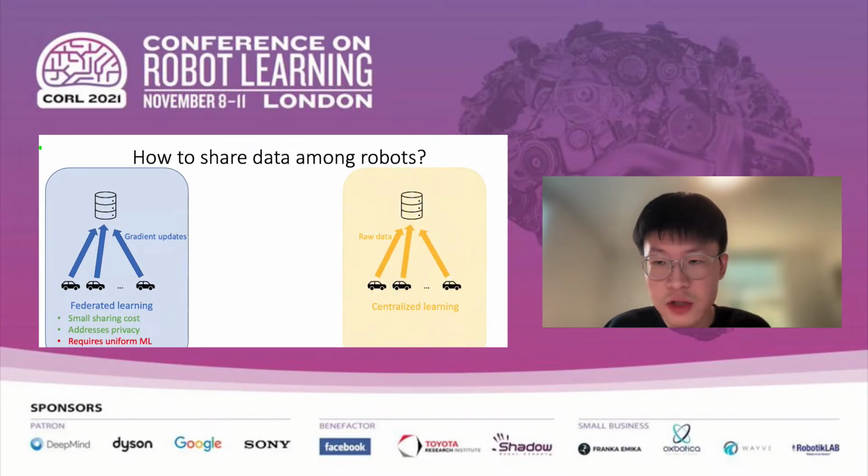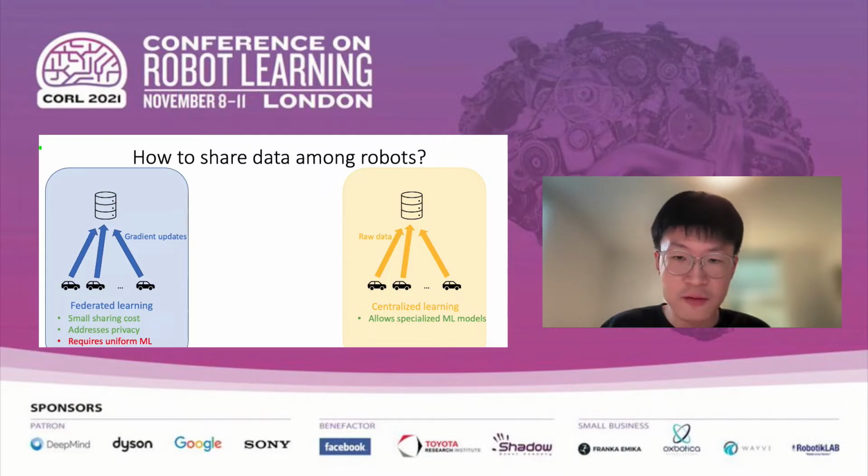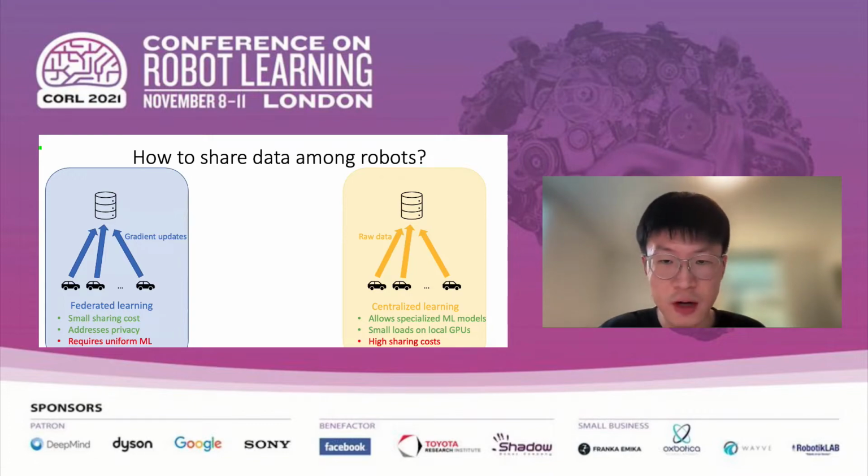We also have a simpler sharing method with centralized learning. With this method, robots simply upload raw data to the cloud. Because we are sharing raw data, the cloud can then assign those data to the training of different specialized models. And since the training is done at the cloud, we have smaller loads on local GPUs. However, the amount of raw data generated by robots can be huge, and therefore, sharing cost is very high. Uploading raw data to the cloud also brings privacy concerns.